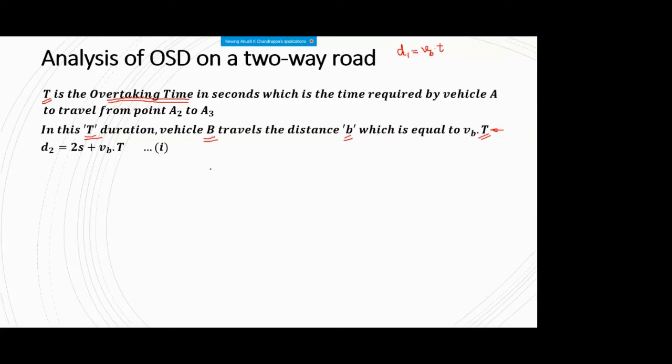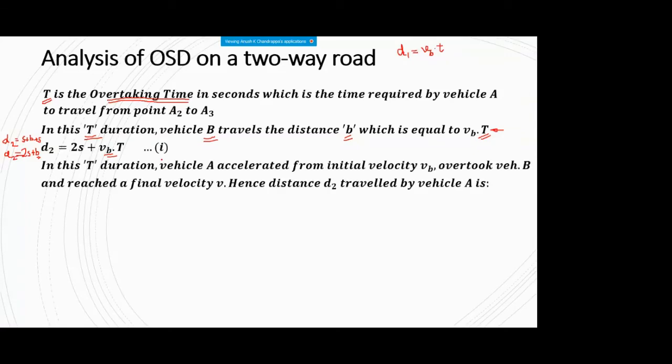So if we find out the formula for D2, it comes out to be 2S plus VB into T, because D2 comprises three components, S plus B plus again S. So D2 is equal to 2S plus B. And for vehicle B, we have seen that small b is equal to VB into T. So this is the first equation that we'll keep.